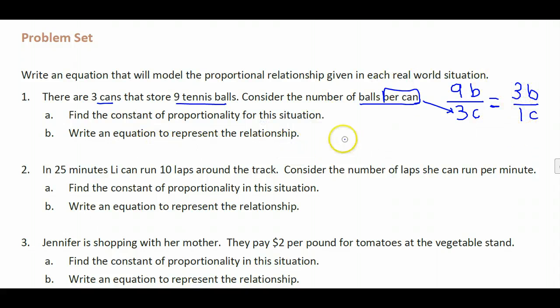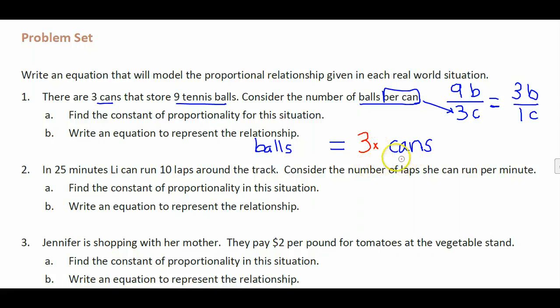So we want an equation. Every equation has an equal sign. We've got the number of balls and the number of cans. Are they equal? Of course not. We can see that the number of balls is 3 times the number of cans. So I'm going to write in balls equals 3 times the number of cans.